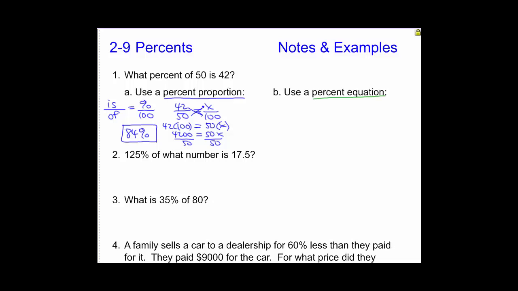Now, what would this look like if we did it in the percent equation method? In the percent equation method, you just translate the words directly into math symbols the way you see them. So we start with what percent, that's our x. What percent of means multiply, so x times 50. What percent of 50 is 42. Is translates to equal, and then we have the number 42. So you can see it's quite a bit simpler, and to solve, all we do is divide each side by 50. So x will be whatever 42 divided by 50 is.